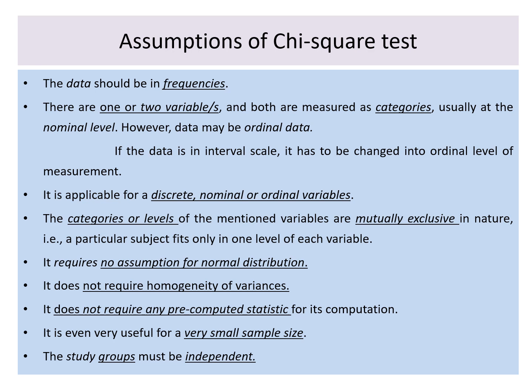It requires no assumption of normal distribution, that we already discussed. It does not require homogeneity of variances. So if we have two groups of individuals for chi-square test, both the groups need not be equivalent groups. It does not require any pre-computed statistics for its computation. That is again very important because it's a non-parametric statistic. It is even very useful for a very small sample size.